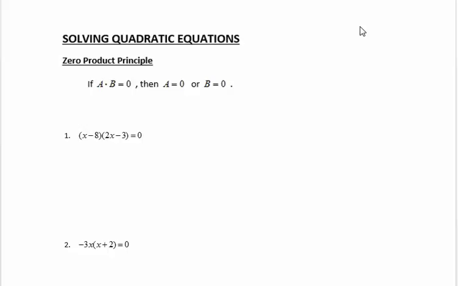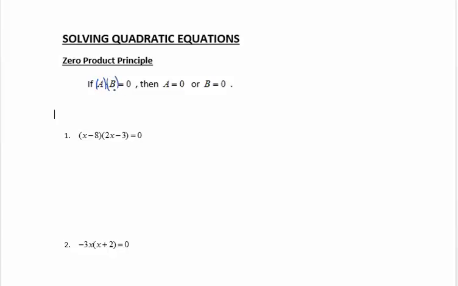In this video, we're solving quadratic equations. Okay, so let's start with this zero product principle. What does that mean? Before we jump into an example, if a times b equals 0, think about that for a second. You have some product, which means multiply, right? A times b. Then what has to be true?